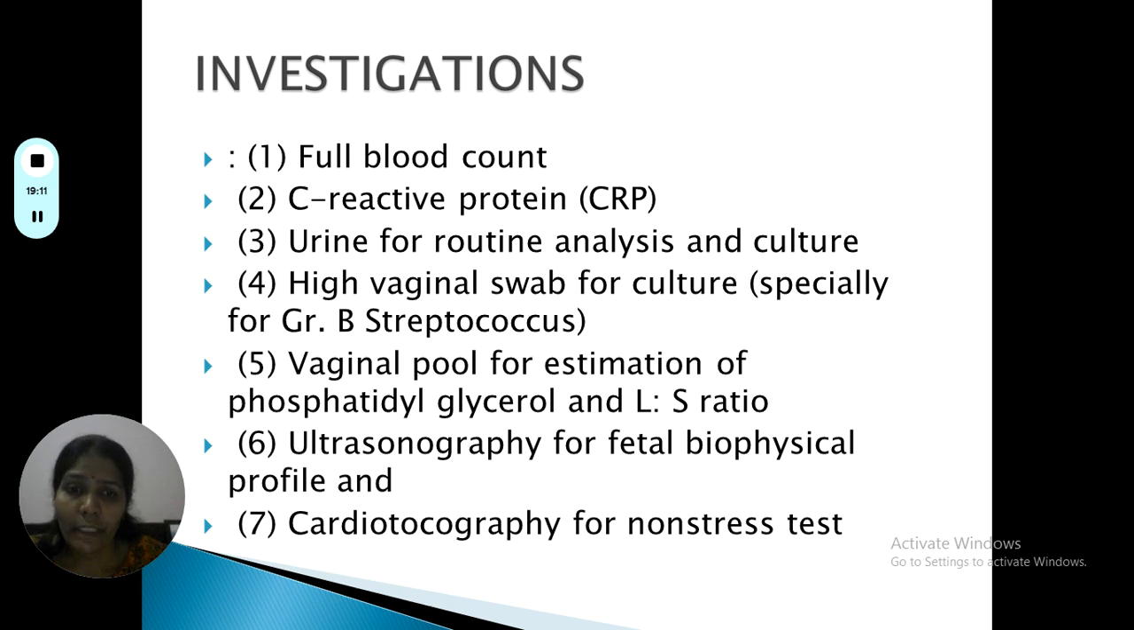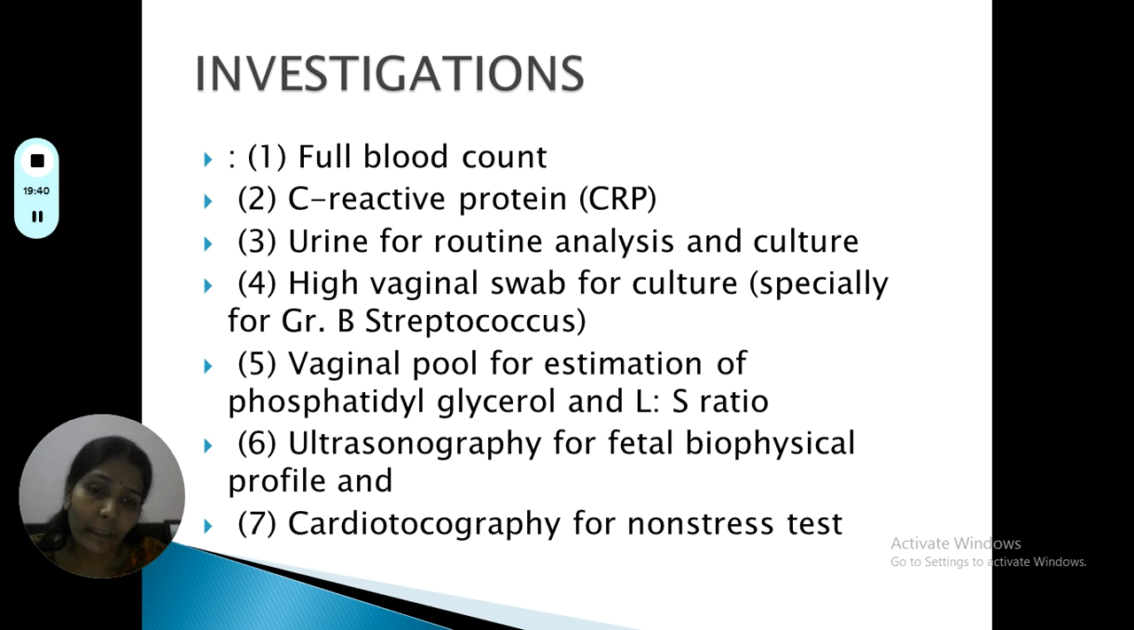Then vaginal pool for estimation of phosphatidylglycerol and lecithin sphingomyelin ratio, which denotes lung maturity of the fetus. Ultrasonography for fetal biophysical profile, which gives you a score of 8 by 8, and if the NST is also added, can be 10 based on the biophysical profile score, or a modified biophysical profile score will give you the fetal well-being idea.